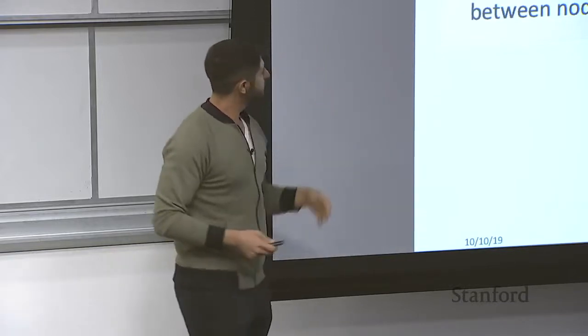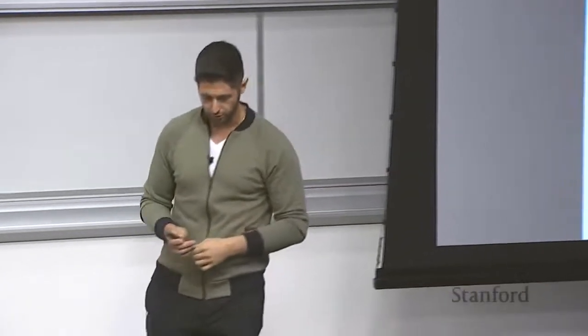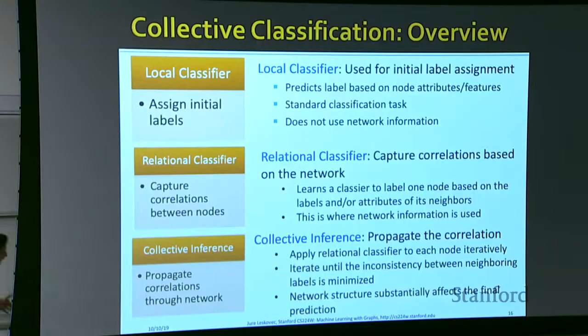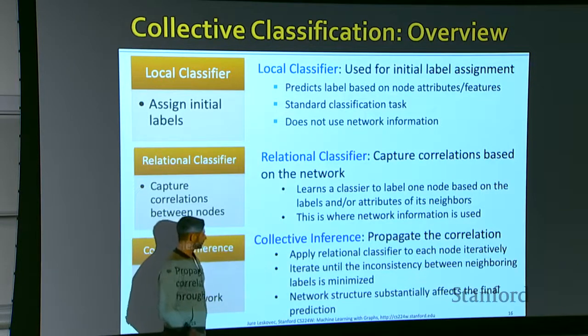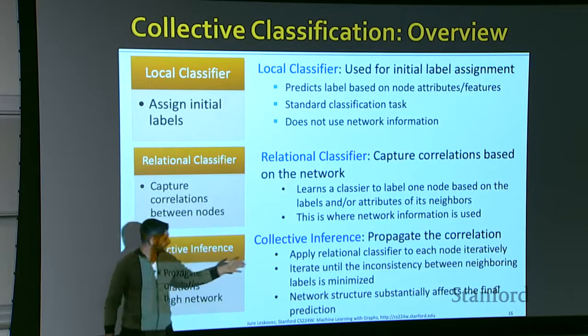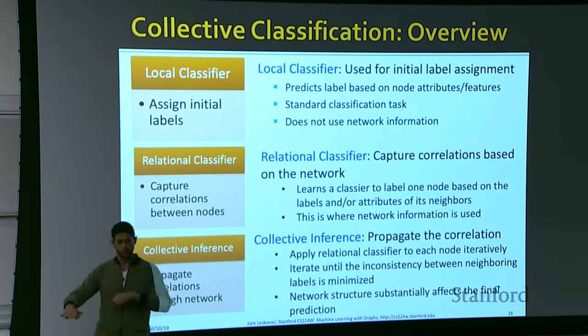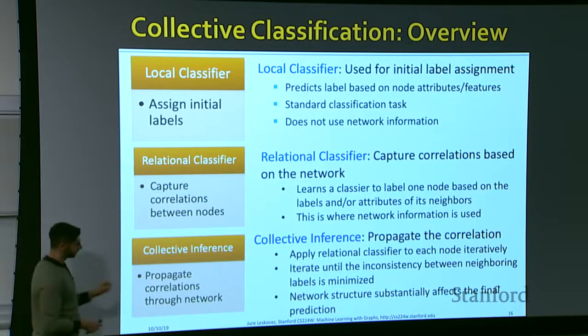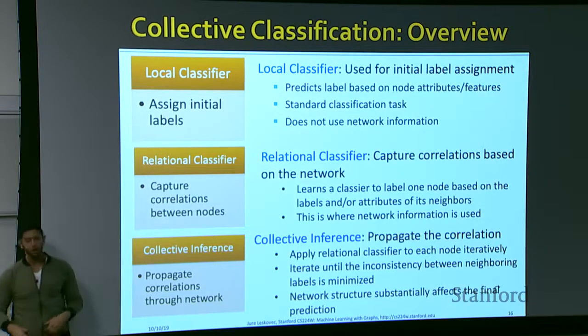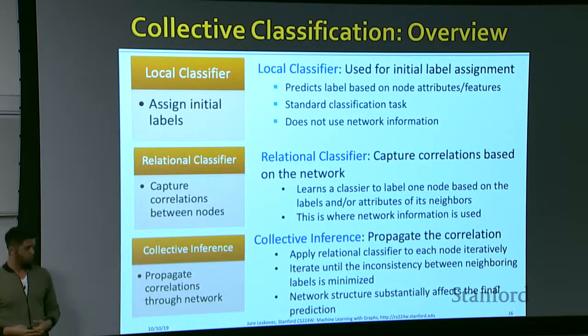Okay, so the second step is a relational classifier. That's where we bring in the network information. And then the last one is the propagation of our correlations through the network. And the key here is that we're going to be iterating over multiple steps. We iterate until the inconsistency between the neighboring labels is minimized, because we're going to be seeing these probability values fluctuating over the different iterations, and we're going to be stopping when these fluctuations are very small, okay? Or after a certain number of steps, when we don't have any more computational resources to use.